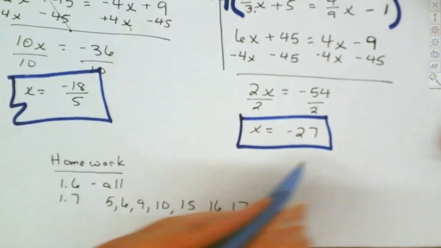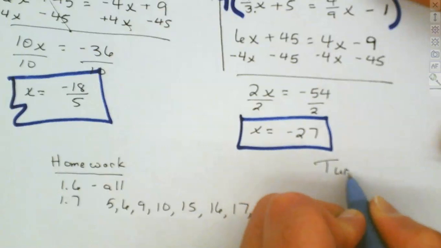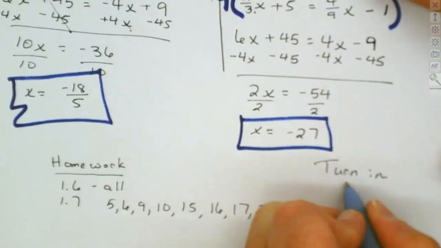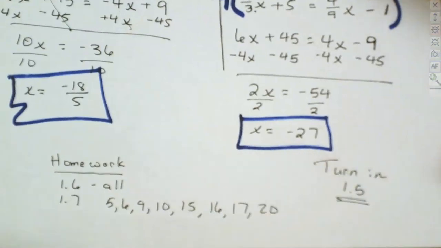And what do you want to turn in next time? Well, if you're keeping up with the course, you should be ready to turn in 1.5 next class period, right? So make sure for next class period that you've got 1.5 done. If you've got homework, I'll take it. If you want to turn things in next time, you can do that too. Just again, be very careful about falling behind.